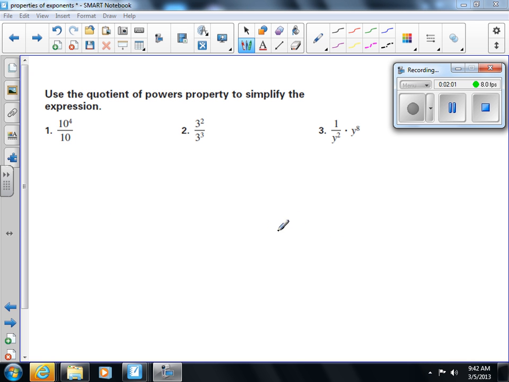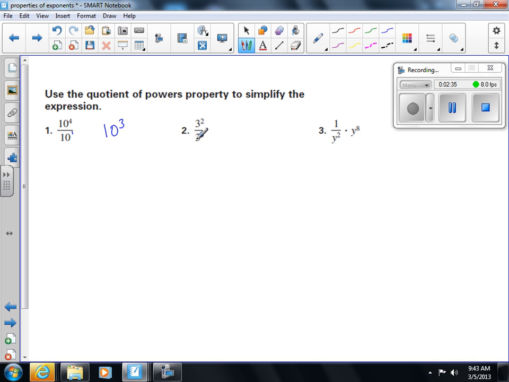All right, let's try some. Here I have 10 to the 4th power over 10. Use what you know about the properties of powers to simplify this. What will I do here? Okay, it doesn't have a power, does it? So what do you assume is there? It's kind of always invisible, right? There's a 1 there. So I have 4 minus 1 gives you 3. So it's 10 to the 3rd power, or you could say that's 1,000.